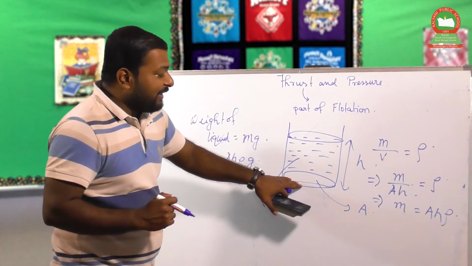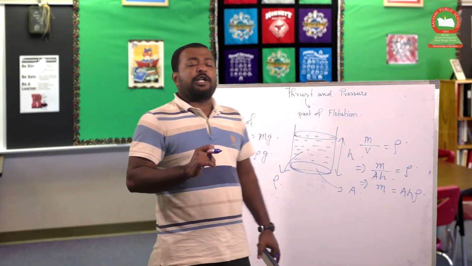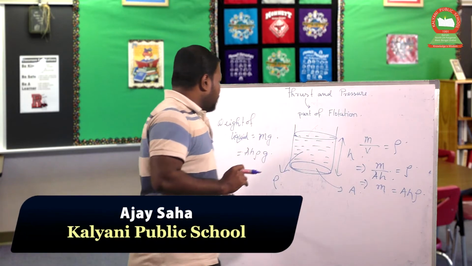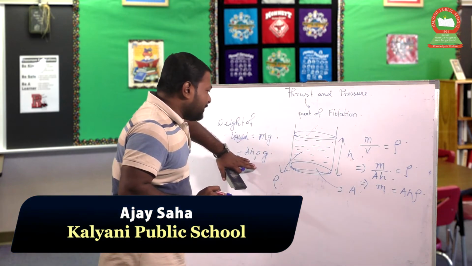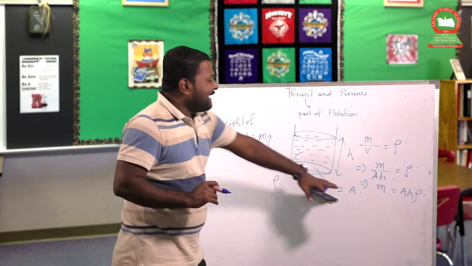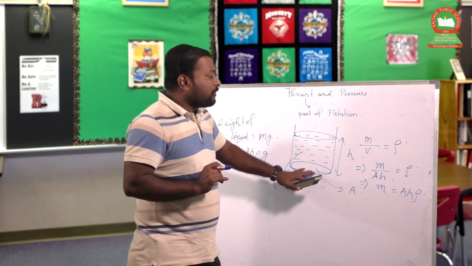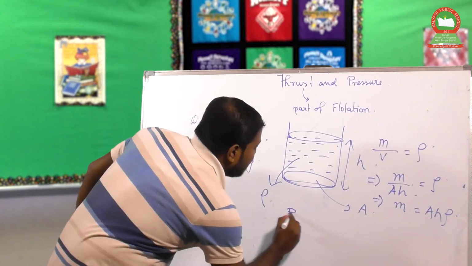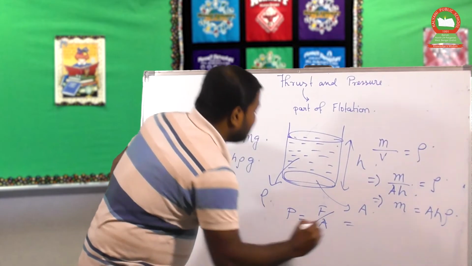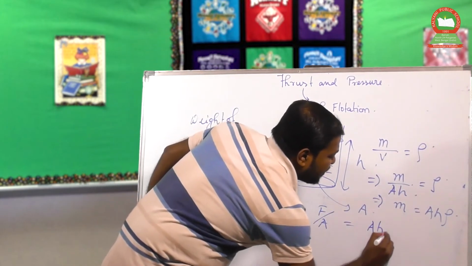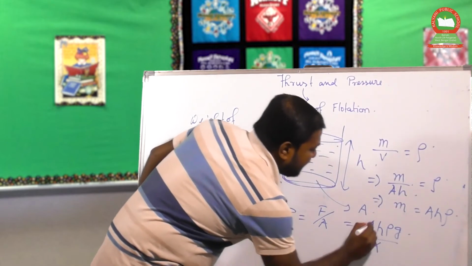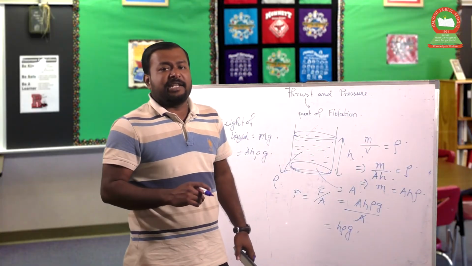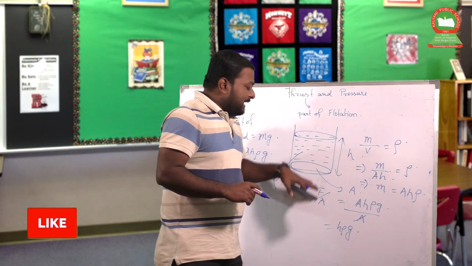Now we consider this area of cross section. There is an important concept called pressure. Pressure is the force per unit area. The force is the weight of the liquid, and the area is A. So the pressure exerted by that liquid on the bottom surface of the container is P, which is F by A, where F is the weight of the liquid, A h rho g, divided by A. The A's cancel out, which gives h rho g. So this is the pressure exerted by the liquid column on the surface of the container: h rho g.